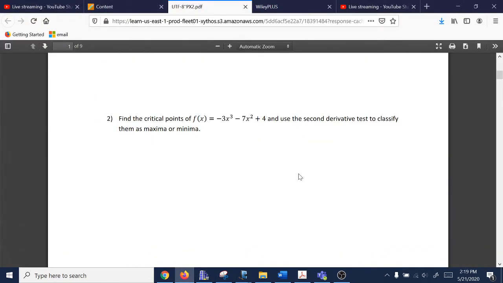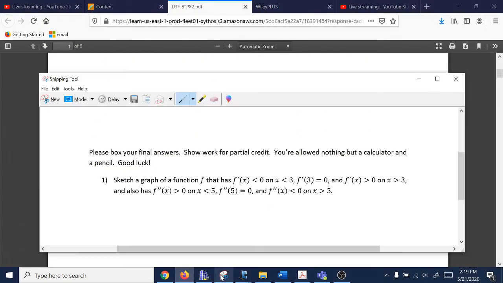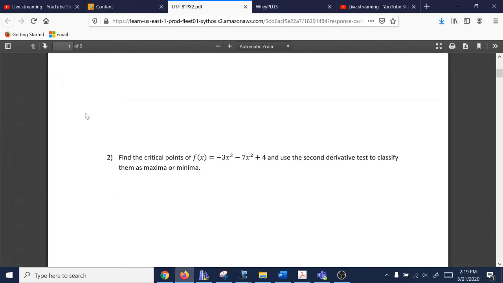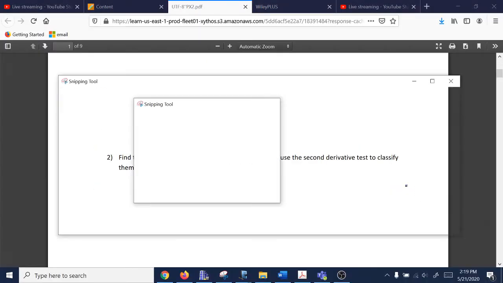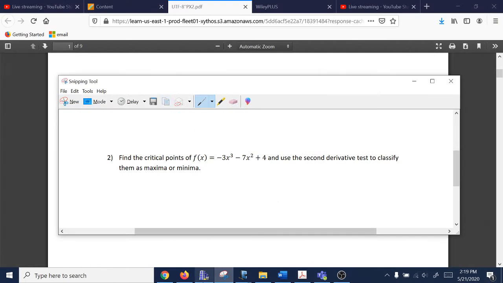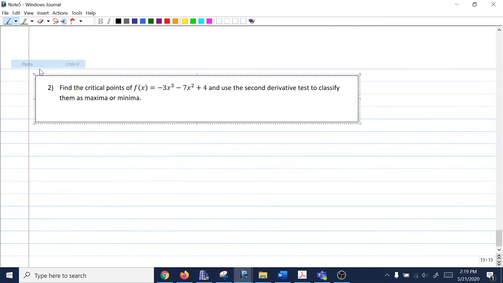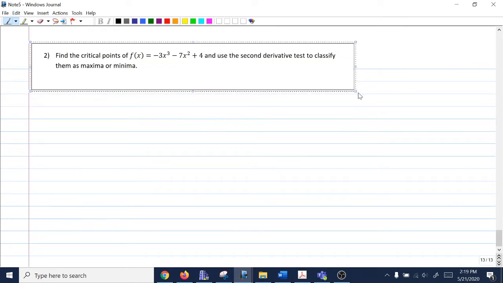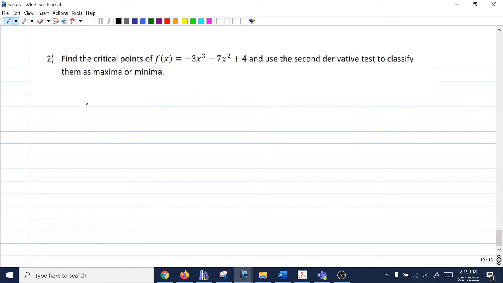What else do we got? Find the critical points of this function, and then use the second derivative test. What does the second derivative test tell us? The second derivative test needs the second derivative. Let's take a couple derivatives. What's the derivative of this function? F prime of x is negative 9x squared minus 14x plus 0. F double prime of x is negative 18x minus 14.